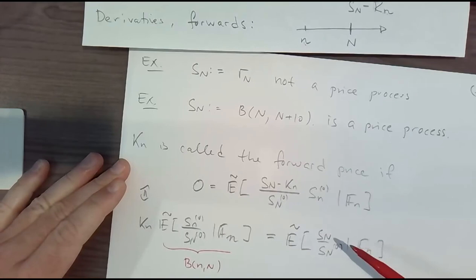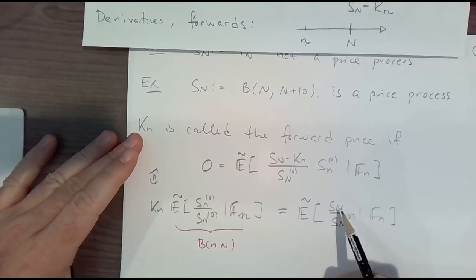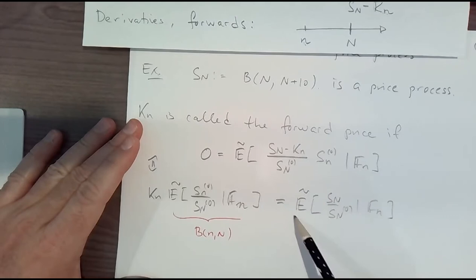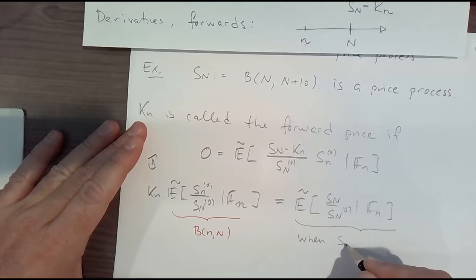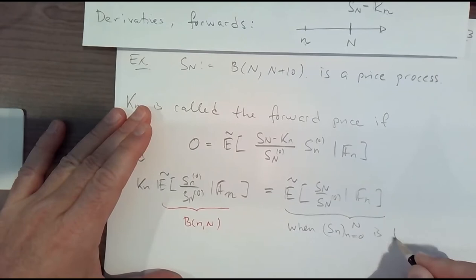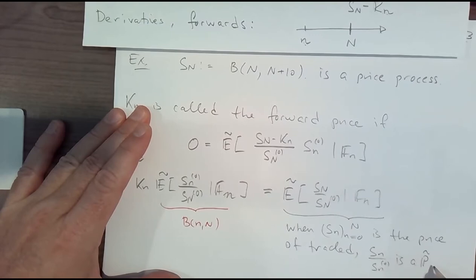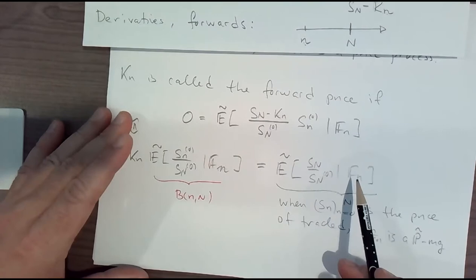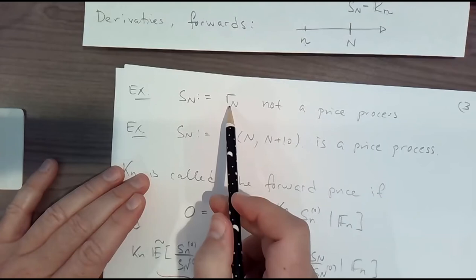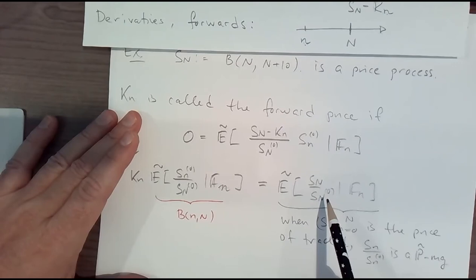And now we can see the difference, right? If I'm a price process and I discount, I'm going to get a martingale here. So this thing here is easy to compute when Sn is the price of a traded security, then you know that Sn divided by Sn0 is a P tilde martingale. And so this becomes very easy to compute. However, when Sn is like a rate, then this here is not easy to compute and it's much more involved. And so the focus here this morning is going to be working more on this conditional expectation.